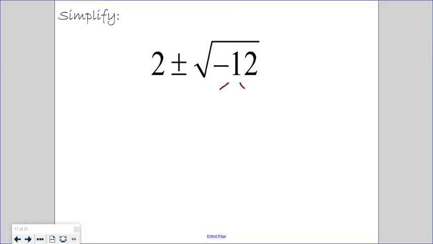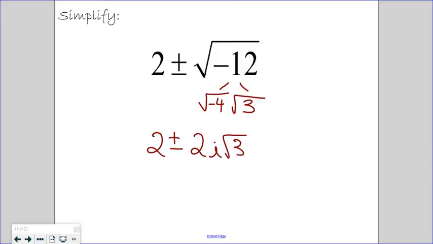Then we progress up to having real and imaginary numbers in the same sentence. So again, if I were to simplify the square root of negative 12, 4 again is the biggest perfect square that goes into that. But we don't lose what's out front. So it's going to be 2 plus or minus, and then I simplify here. Square root of 4 is 2. Square root of negative is I. And this is where we start seeing complex numbers. Real number, separated with a plus or minus.